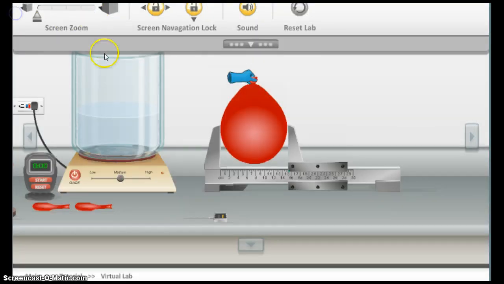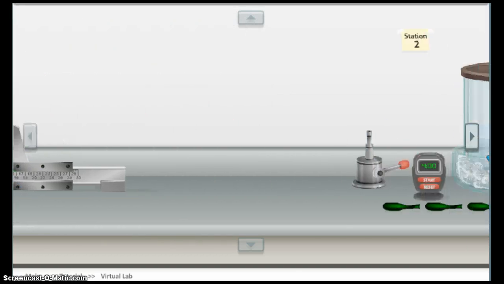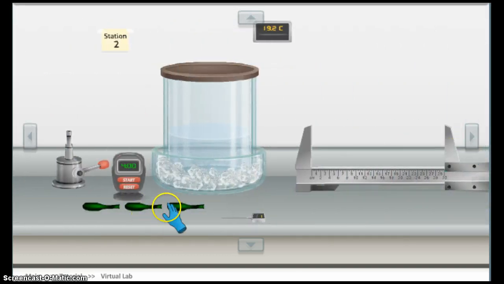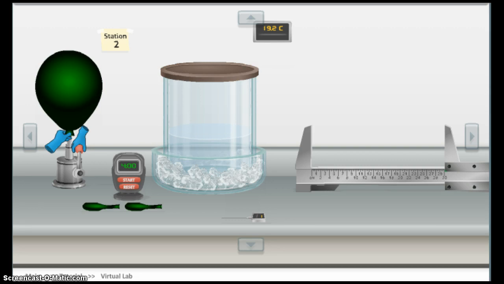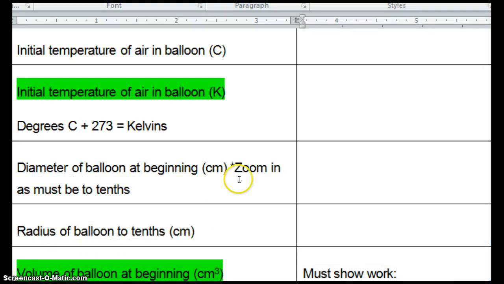All right, so now we're going to do the second part of the lab, and we're going to take a balloon and we're going to put it in here, and what do you think we're going to do? We're going to cool it off. So I'm putting up the balloon. What would the temperature inside this balloon be? It would be the same as the temperature of the air in the room. And what's the temperature of the air in the room right now? 19.2 degrees Celsius. So let's fill that in.